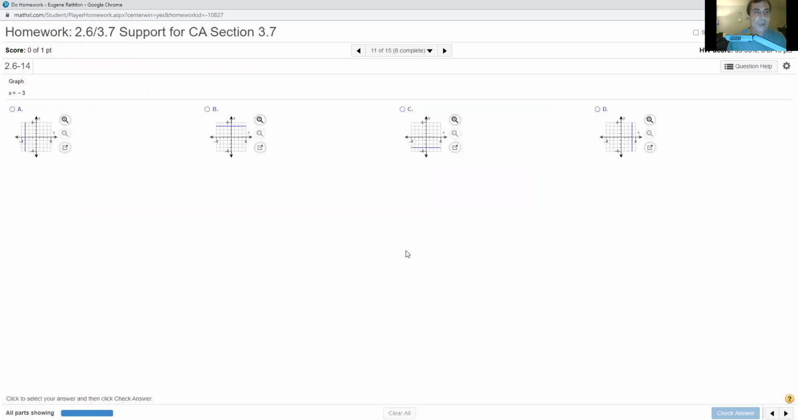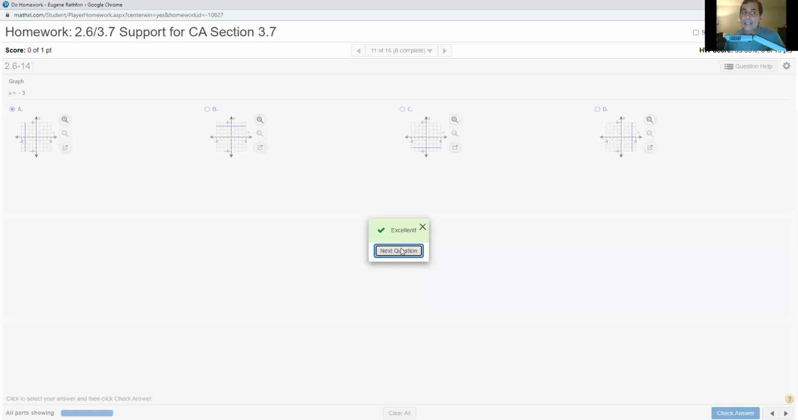x equals -3. So remember, x's are vertical lines. So you got to go find one of these that has a vertical line at -3 on the x-axis. The very first one, every point on that line has an x value of -3. Every point on this one has a y value of 3. Every point on this one has a y value of -3. Every point on this one has an x value of 3. So we wanted x equals -3. So we would click A and move on.